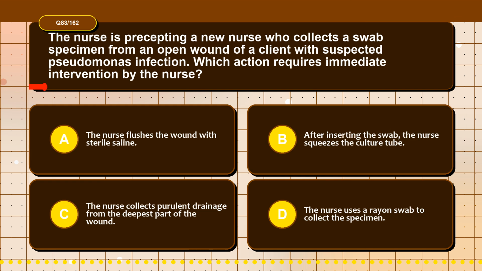Question 83. The nurse is precepting a new nurse who collects a swab specimen from an open wound of a client with suspected Pseudomonas infection. Which action requires immediate intervention by the nurse? Here are the options. Option A. The nurse flushes the wound with sterile saline. Option B. After inserting the swab, the nurse squeezes the culture tube. Option C. The nurse collects purulent drainage from the deepest part of the wound. Option D. The nurse uses a rayon swab to collect the specimen.